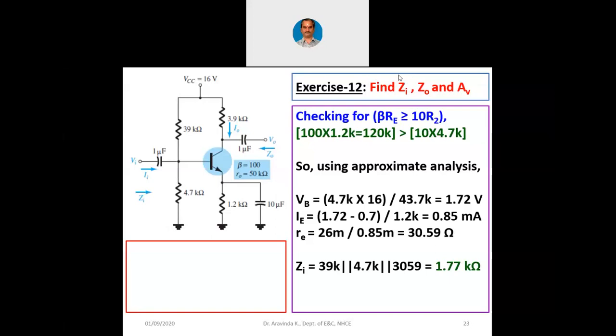So, Lokesh Biswas again has given me the answer 3.6 kilo ohms. No other student has given me the answer. So, let me find out. Z0 is 3.9K parallel with 50K, that is 3.62 kilo ohms. Good, Lokesh, you have given me the correct answer now.